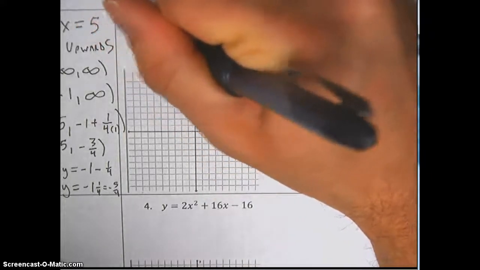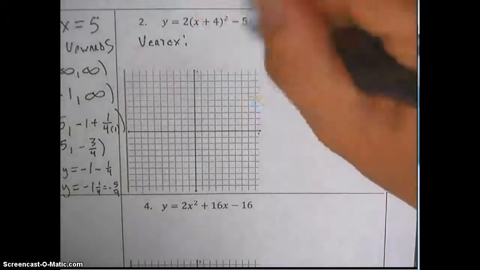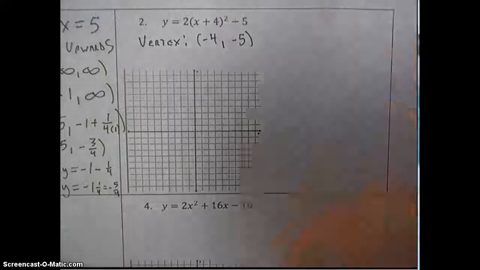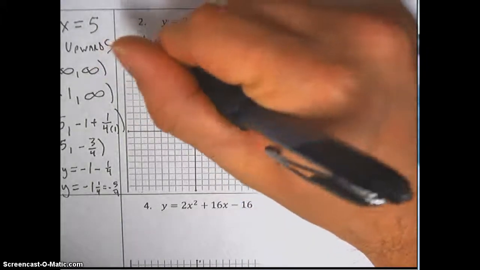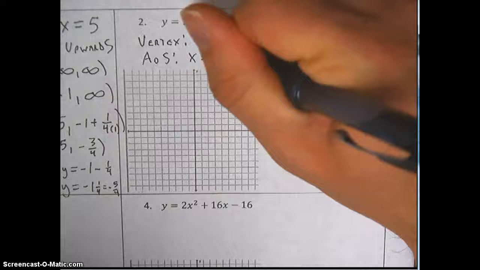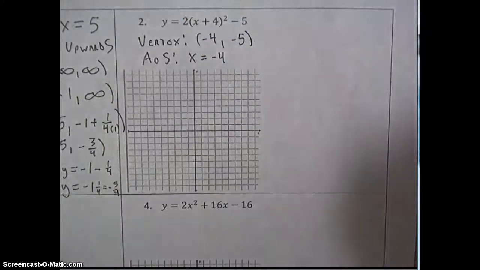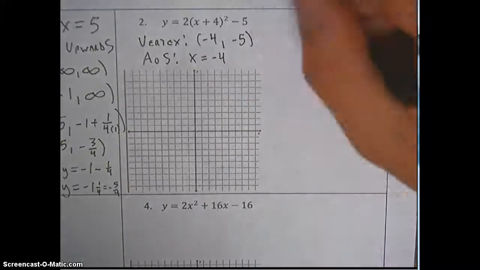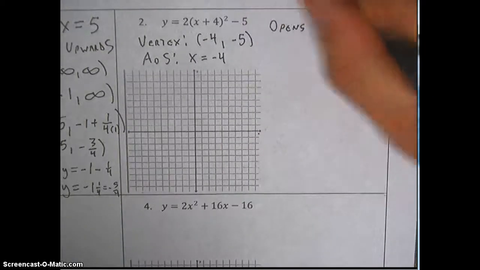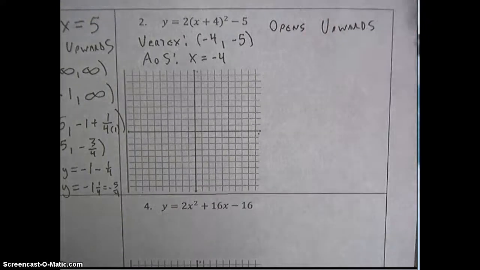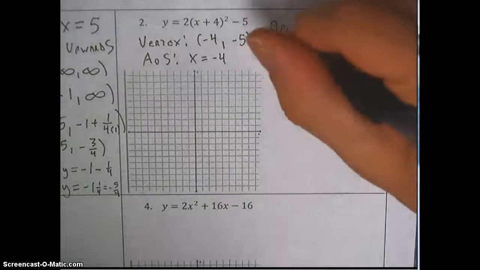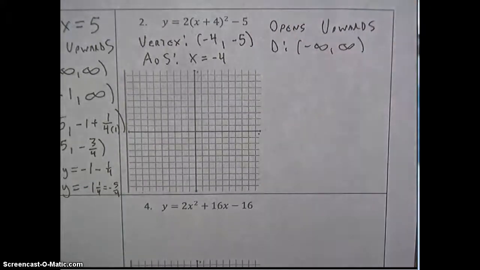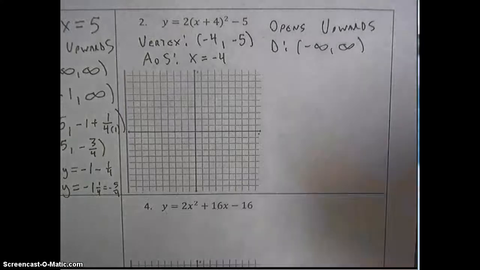The vertex is opposite of +4, so -4, comma, -5, because that's the one on the outside. My axis of symmetry is going to be x equals -4, because that's the x in the vertex. I know this thing, because there's a positive out front, not a negative, opens upwards. And I also know that the domain of this guy is -∞ to +∞, because that's true for every quadratic function.